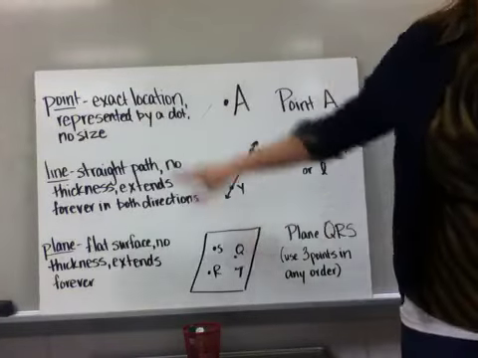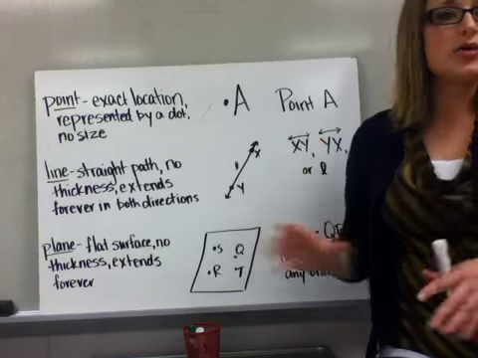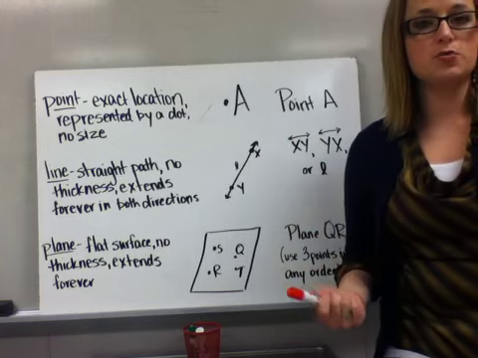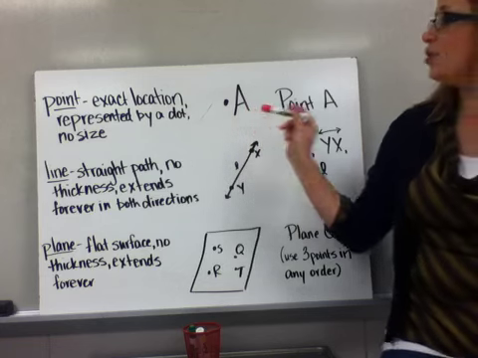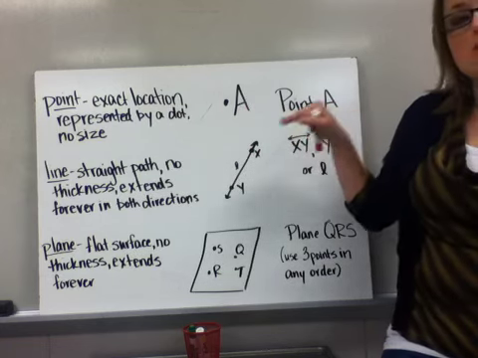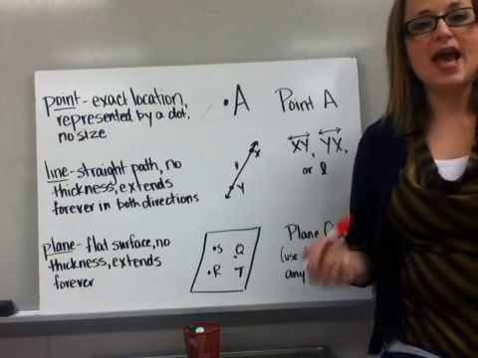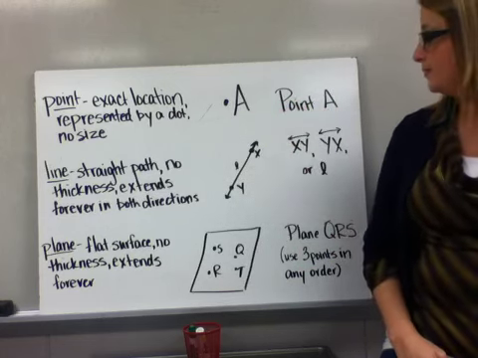First is a point. This is an exact location represented by a dot. It has no size at all. You wouldn't say that this point was 3 inches long because it's just that one point. And you'll see a capital letter beside it. To write this down, you would use the word point A. You wouldn't just say A. You would say point A, and it needs to be a capital letter.